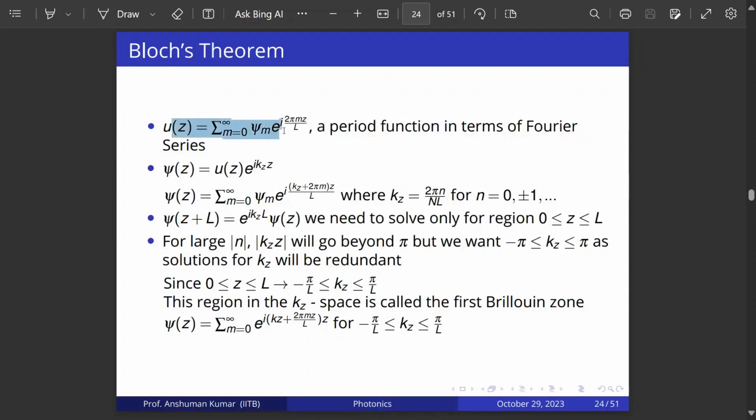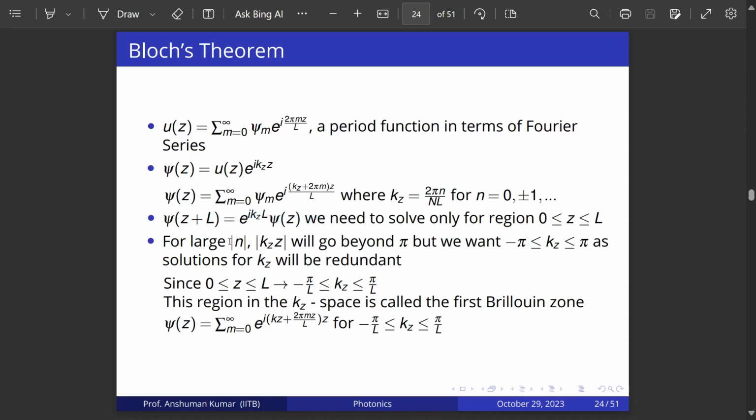U, being a periodic function, can be written in terms of a Fourier series as this, and we just substitute it here. This is our expression for psi, where kz is given by this, which is found by the boundary condition imposed. Since our psi z follows this condition, we need to solve only in the region z from 0 to L. For other z's, it can be found by this relation.